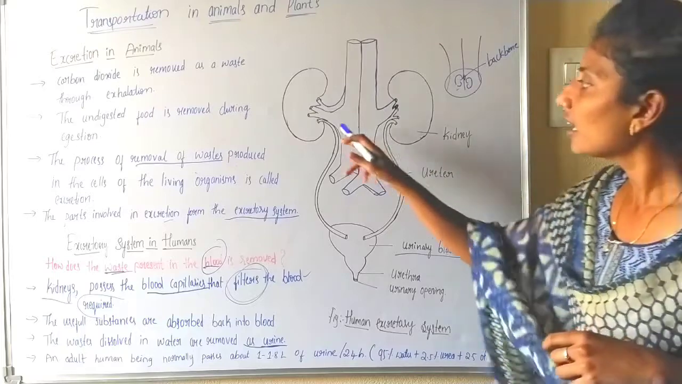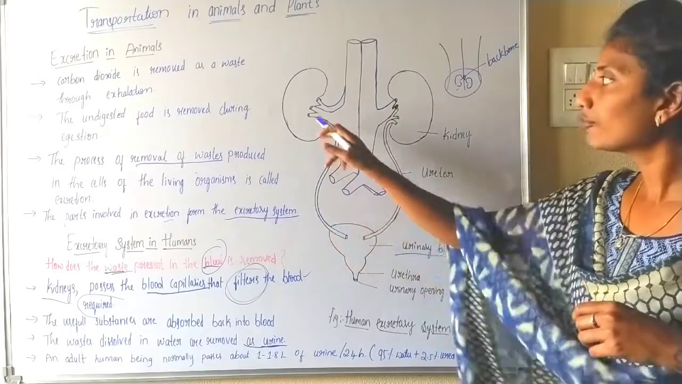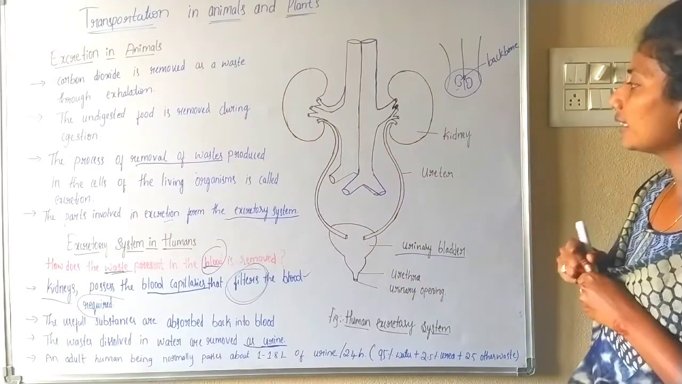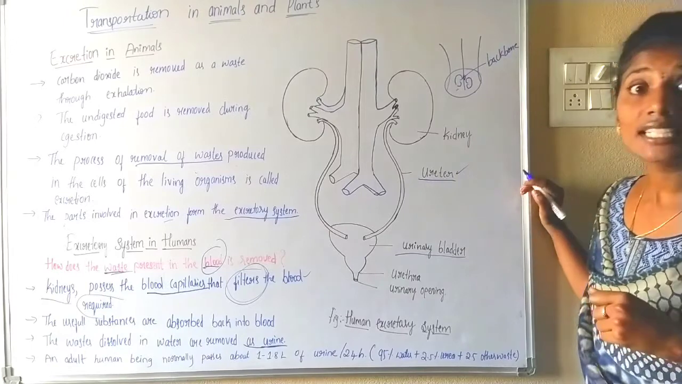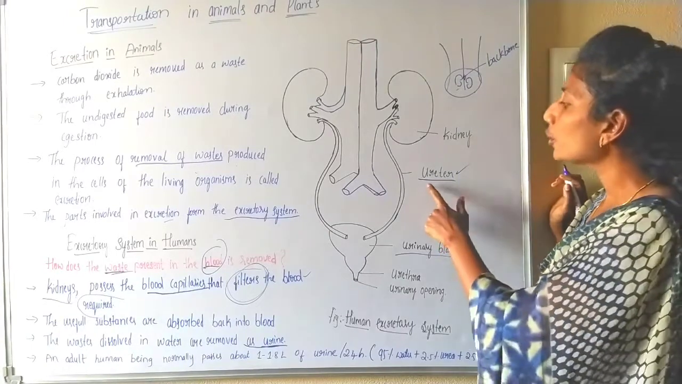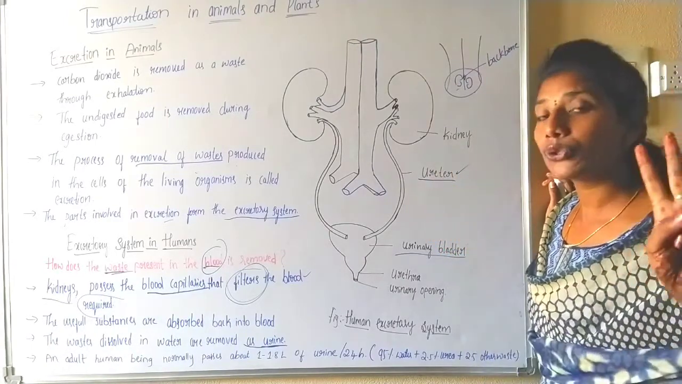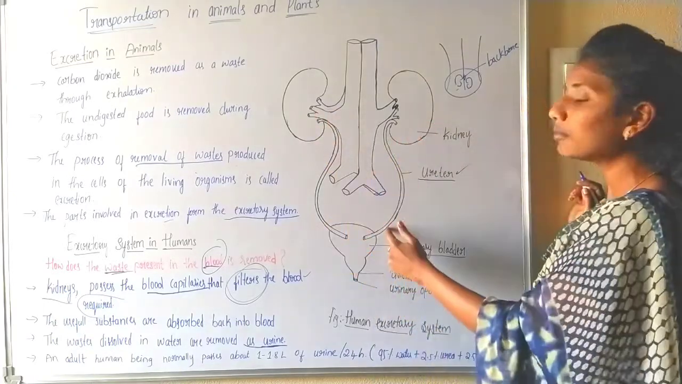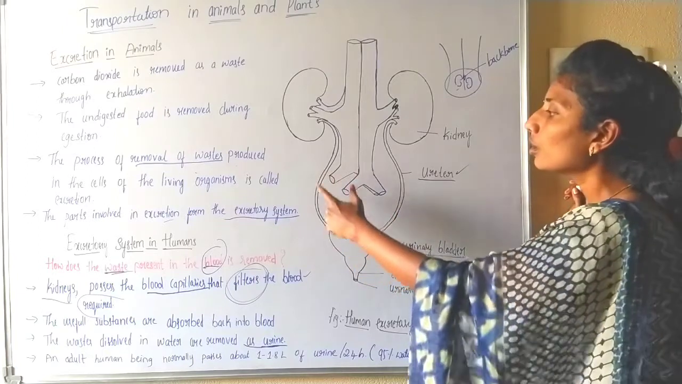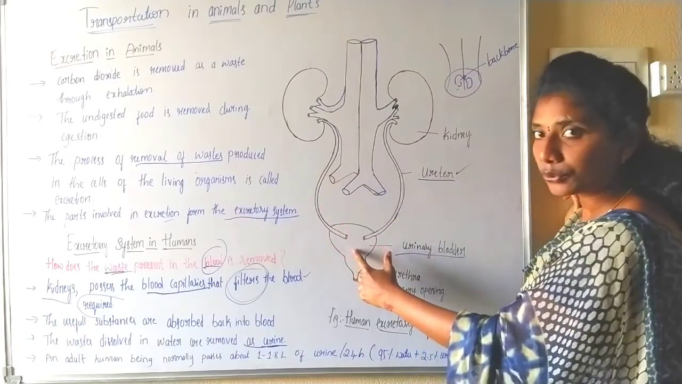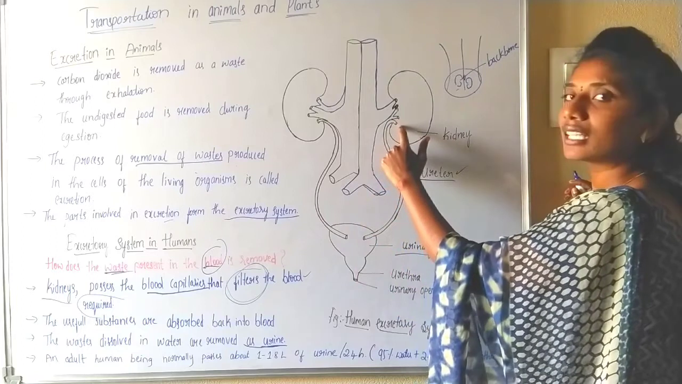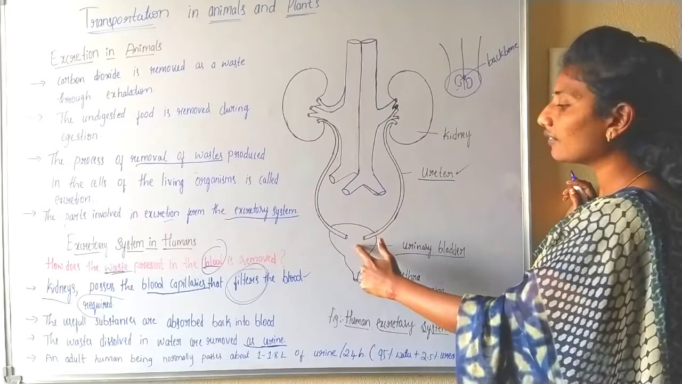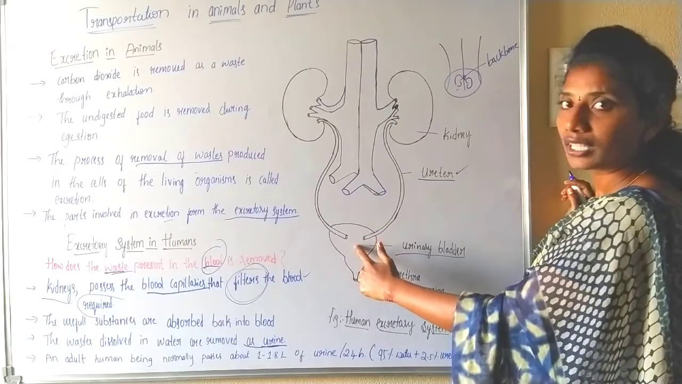Yes, students, there are tube-like structures connected from the kidneys to the urinary bladder. This tube we call the ureter. It is called what? Ureter. So, we have a pair of ureters, that means two ureters are present, one from the right kidney and the other from the left kidney. The two ureters are connected to the urinary bladder, where they collect the urine produced inside the kidney and store it inside the urinary bladder.